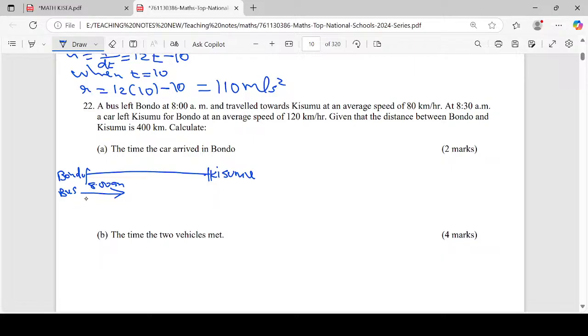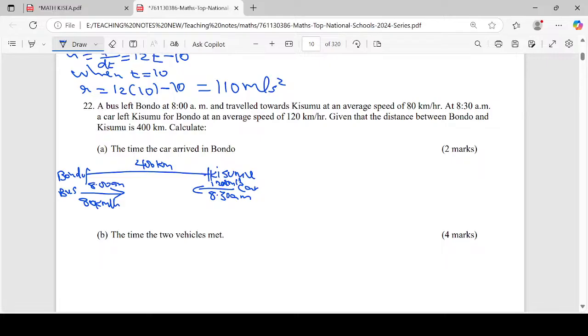It was moving at a speed of 80 kilometers per hour. At 8:30, a car left Kisumu. We have a car. It left Kisumu at 8:30 a.m. and it was moving at 120 kilometers per hour. The distance between the two places is 400 kilometers. Let's calculate the time the car arrived to Bondo.